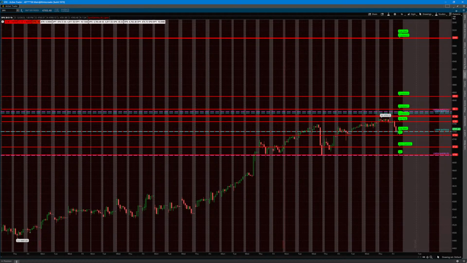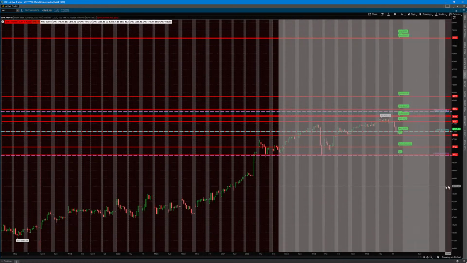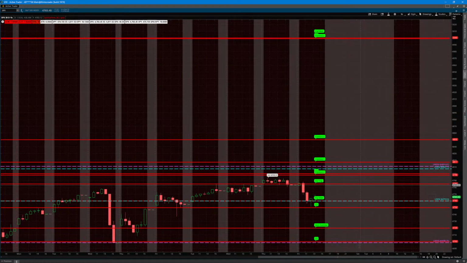All right, let's focus on levels on this chart. First of all, let me zoom in a little bit so we can see this a little bit more clearly. The dashed purple lines are showing the lower and upper weekly expected move. That's updated once a week. I update that over the weekend, and SPX is trading within that range.